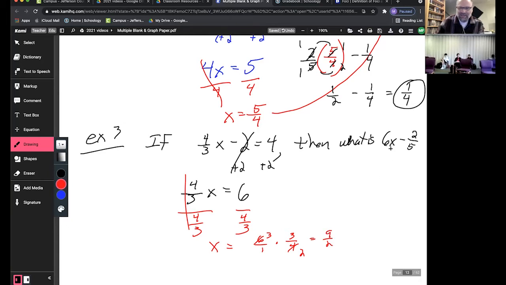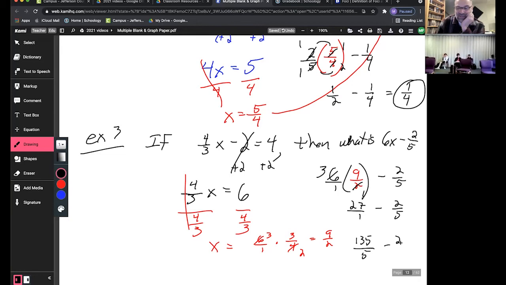So that's what I'm going to plug into this thing. 6 times 9/2 is my X, minus 2/5. All right, so this cancels 1 and 3. So then I get 27/1 - 2/5. Okay, common denominators, 5. So I have to multiply this sucker by 5. So 135/5 - 2/5 = 133/5. Good job. All right, that's it.